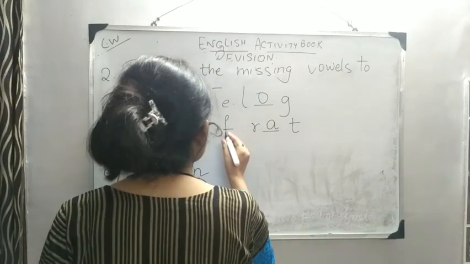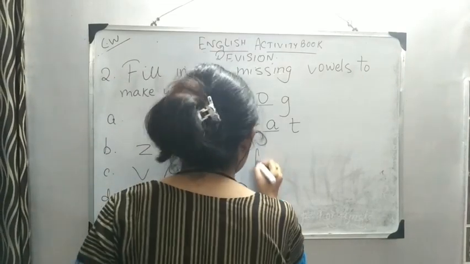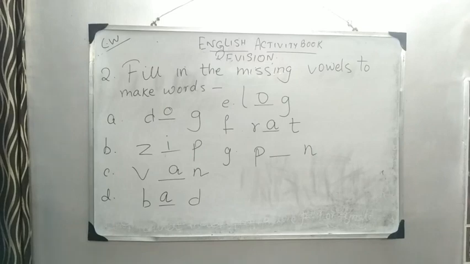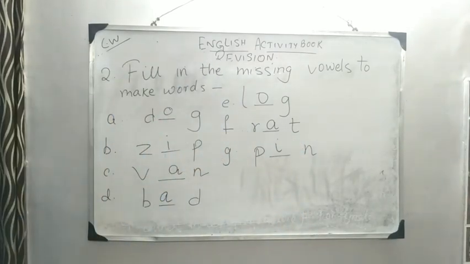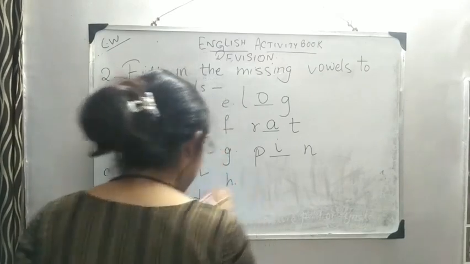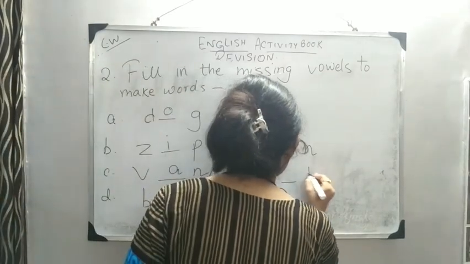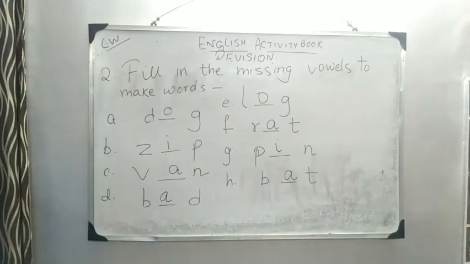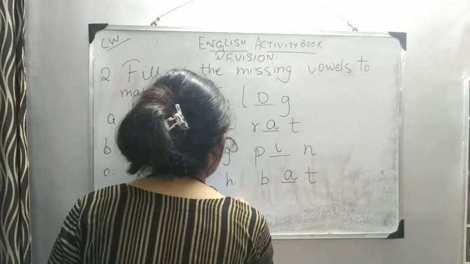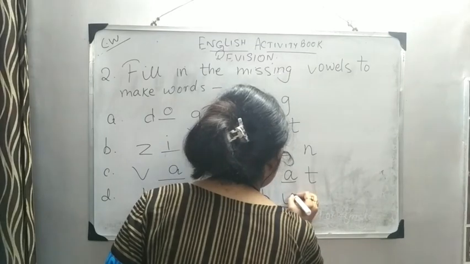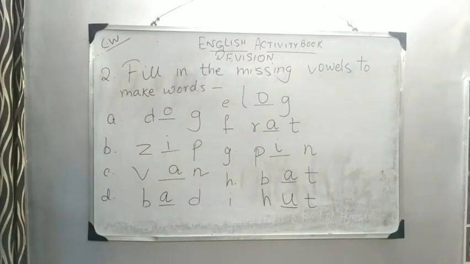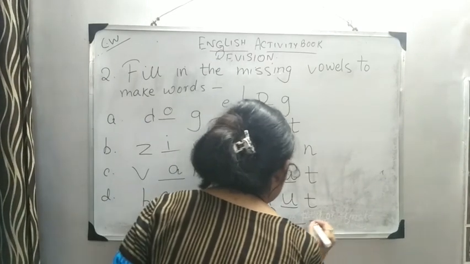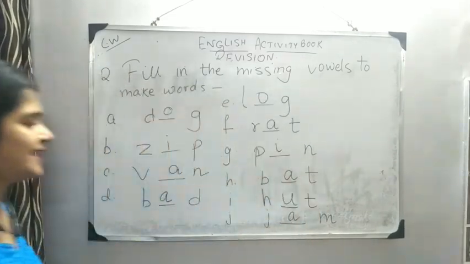Done. Question number G. P dash N. Here you can write P-A-N, pan. You can write P-I-N, pin. Choice is yours. I have written pin. Number H. B dash T. So you write B-U-T, but. You write B-A-T, bat. So we are using the vowels. Nicely we are doing it, no? Now H-U-T, hut. And the last one for today's class is J dash M. What is the answer? J-A-M, jam.